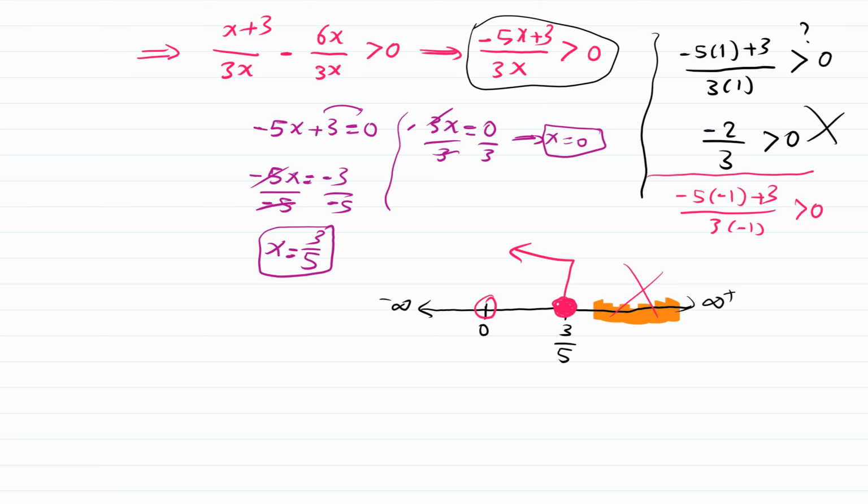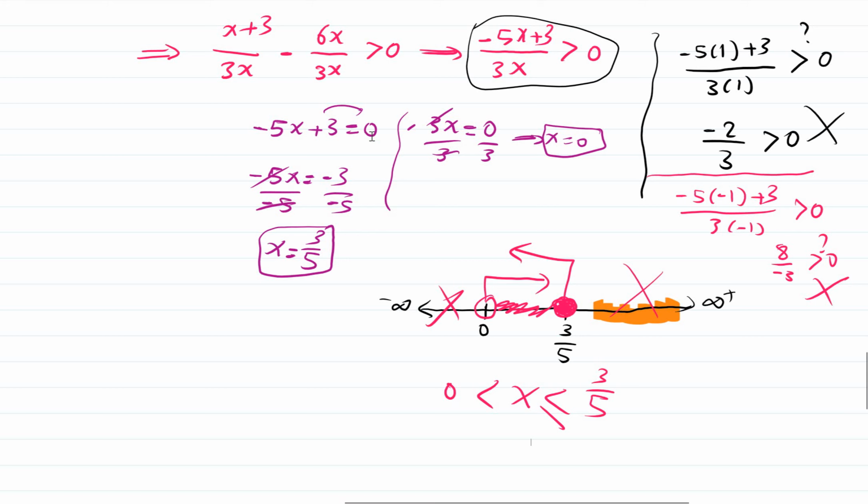Let's see. Negative 5 times negative 1 equals 5, plus 3, 8. 8 over negative 3. Is that greater than 0? No. So this part also is not the solution, so we must go to the opposite. So again, the numbers in between them are going to be the answer. So x between 0 and 3 over 5 satisfies the inequality.